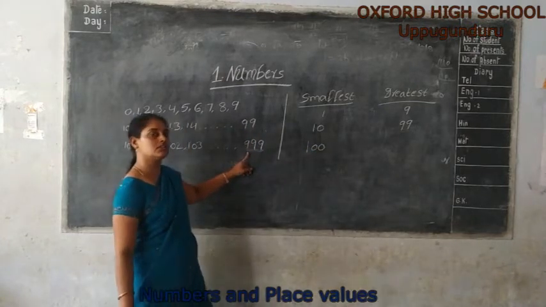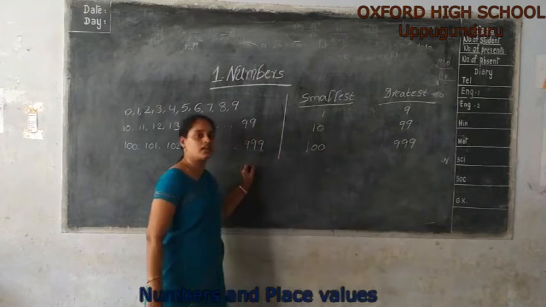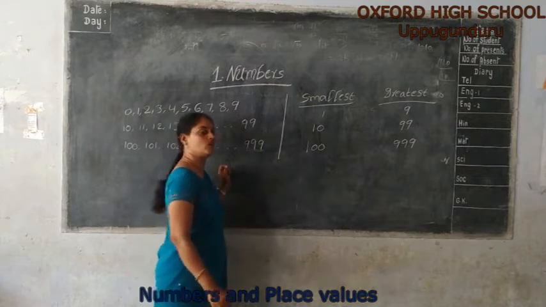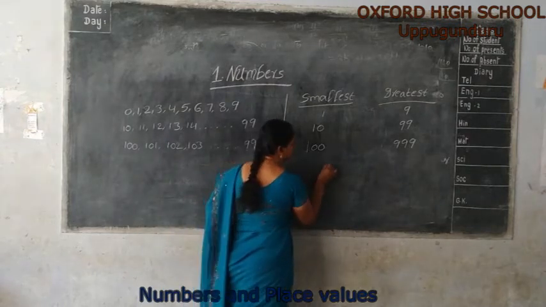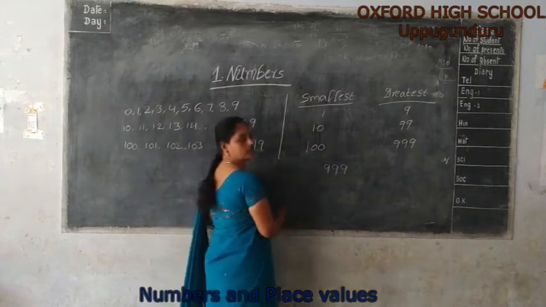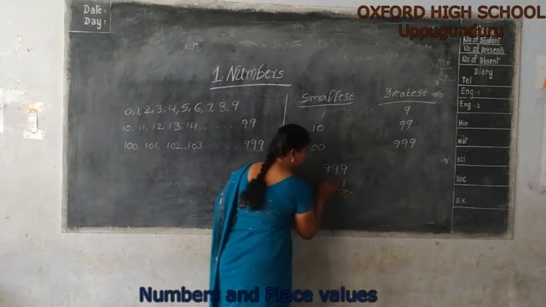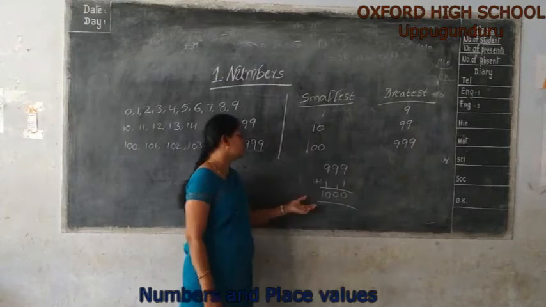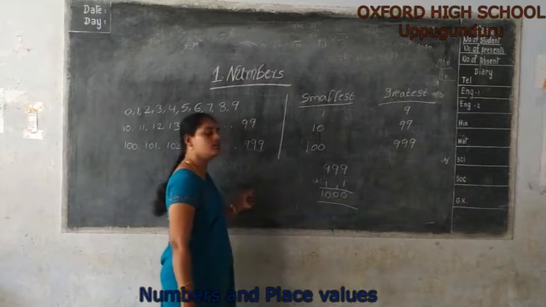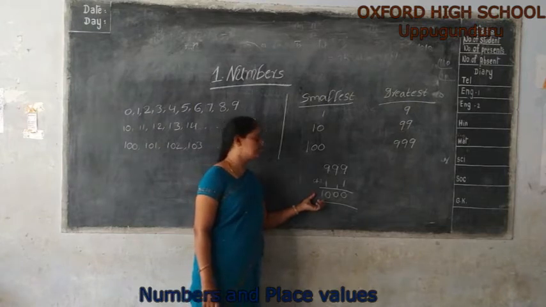Greatest three digit number is 999. Add one more value. 9 add 1 is 10. Now this value is 1000. 1000 is the smallest four digit number.